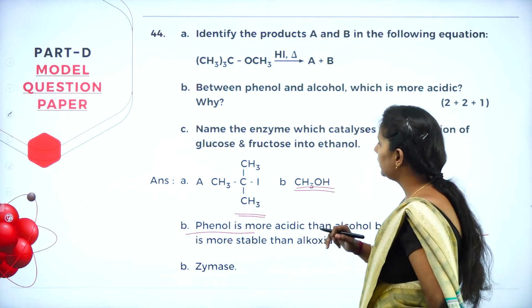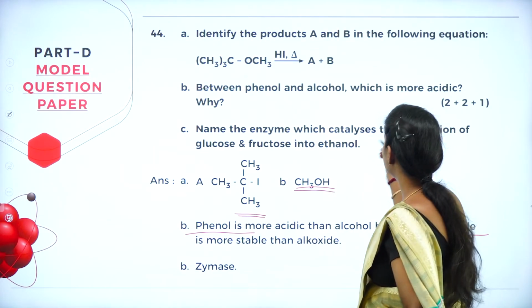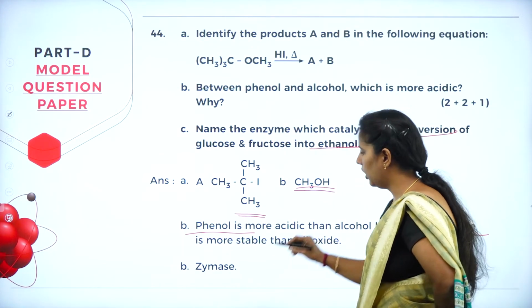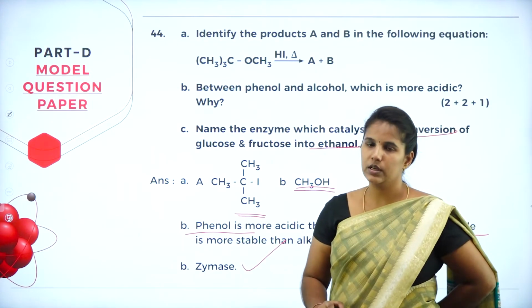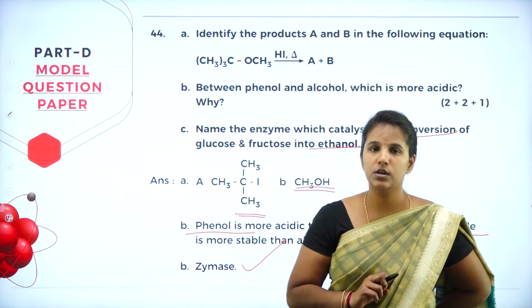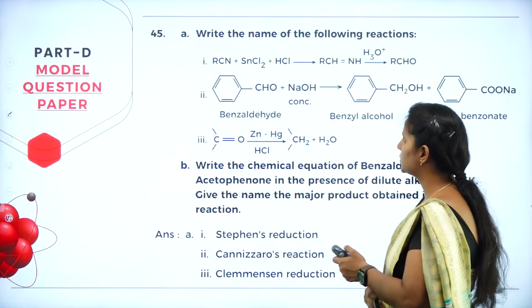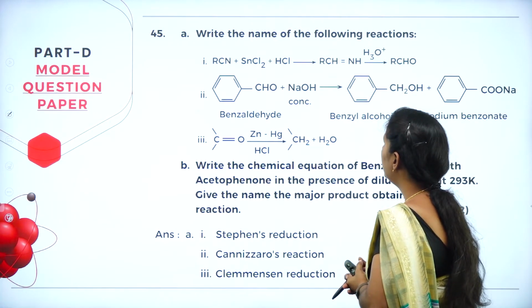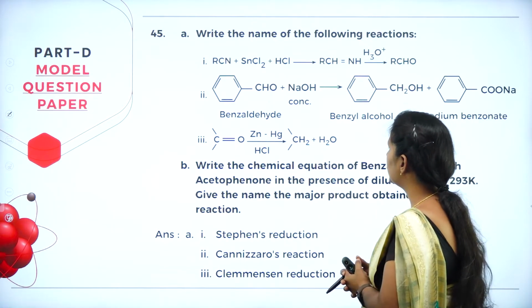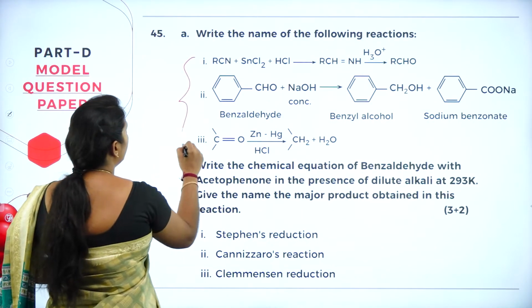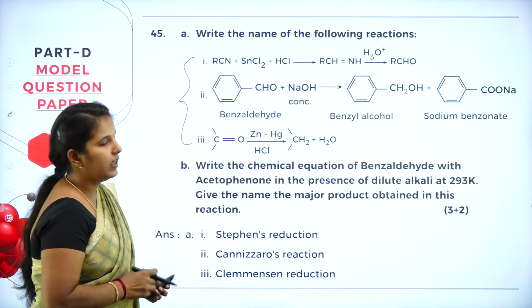And the enzyme which catalyzes the conversion of glucose into fructose into ethanol is zymase. Okay, you will get 2 and 1 mark. Coming into the next question, write the name of the following reaction. So here in the first question only, there are 3 named reactions they have given.